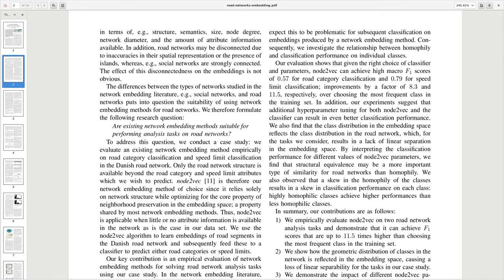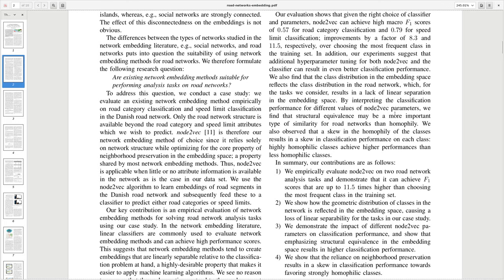In addition, our experiment suggests that additional hyperparameter tuning for both node2vec and the classifier can result in even better classification performance. We also find that the class distribution in the embedding space reflects the class distribution in the road network, which for the tasks we consider results in a lack of linear separation in the embedding space.